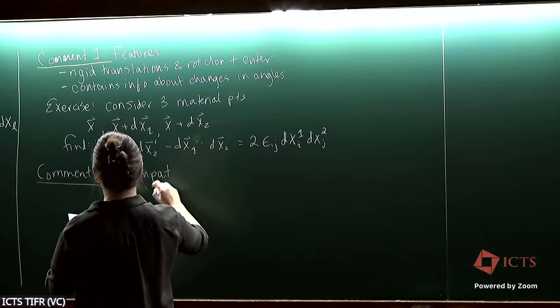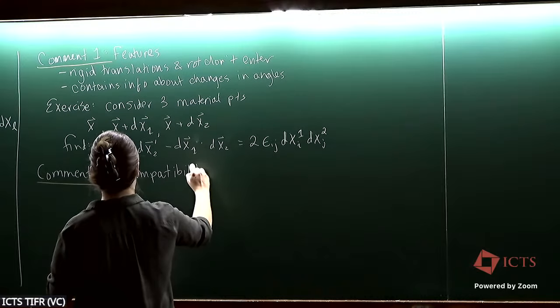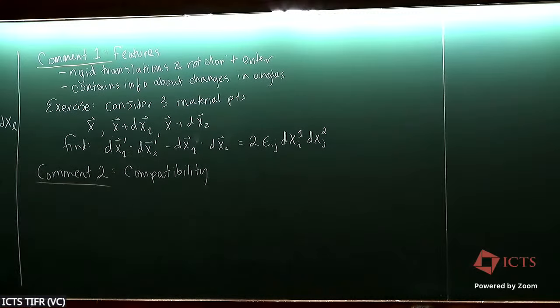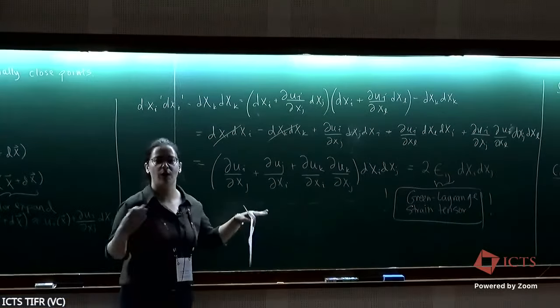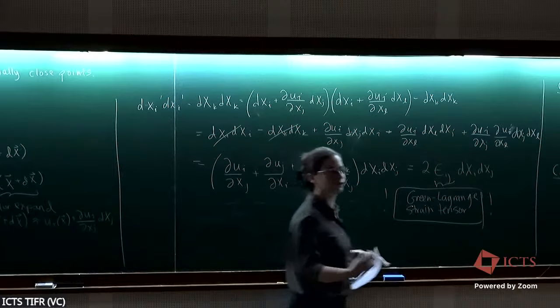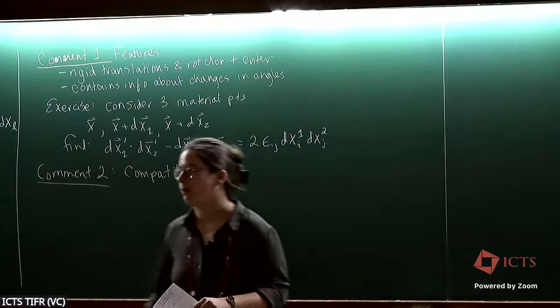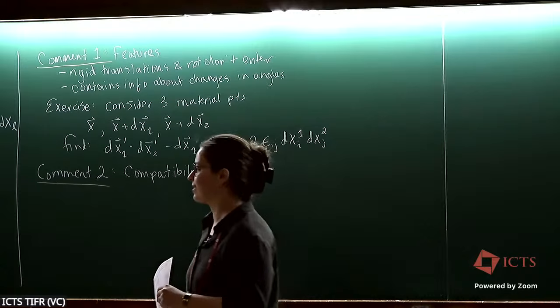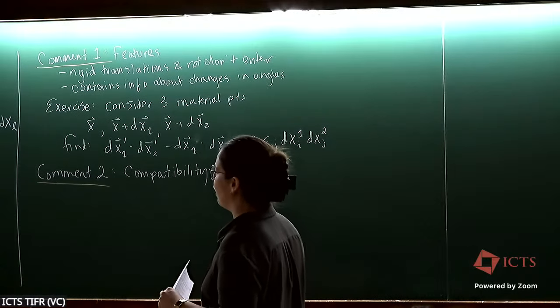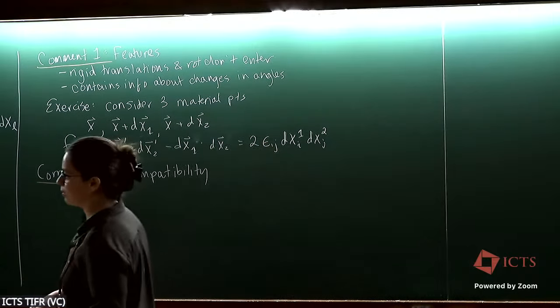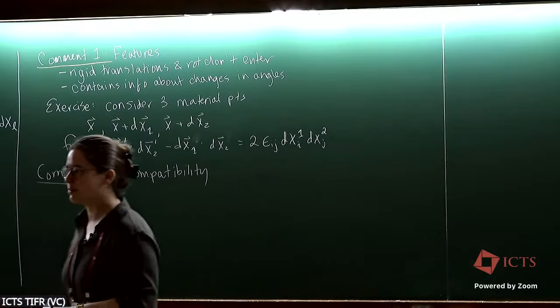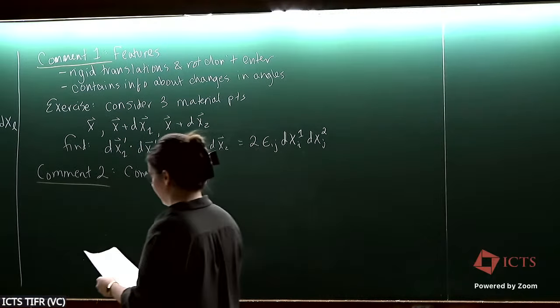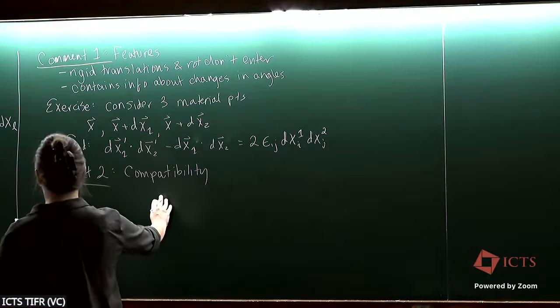Comment 2 is about compatibility. What we have shown already is a prescription for going from displacements to strains. It's very clear that if you know everything about the displacement field, you know how to get the strains. A question we might want to ask, especially in this context of the mechanics of growth, is what if we want to do the opposite? What if we know the strains and want to get the displacements? It turns out that you need to think a little bit harder in order to do that.